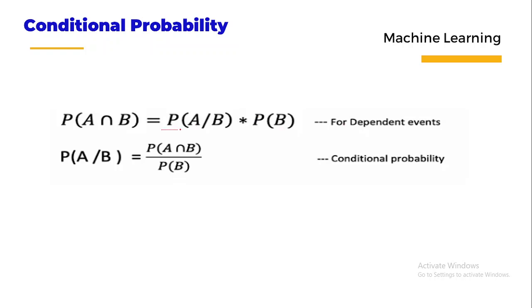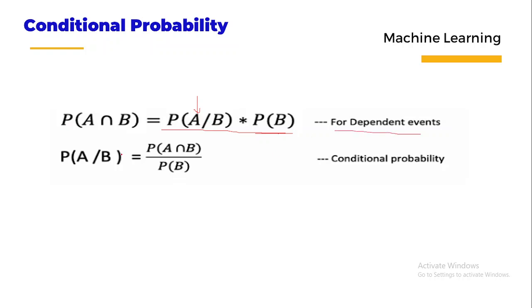So these are the dependent events. Here B has already taken place, and I want to calculate the probability of event A given B. So these are the dependent events, and this is the formula for the dependent event.